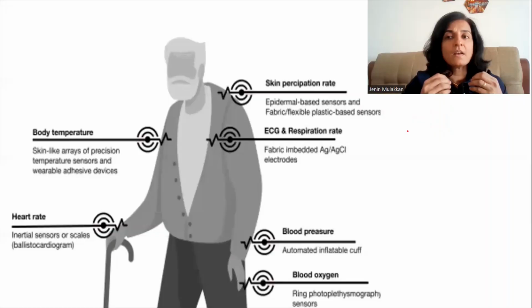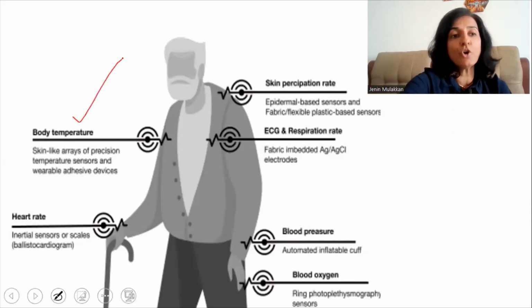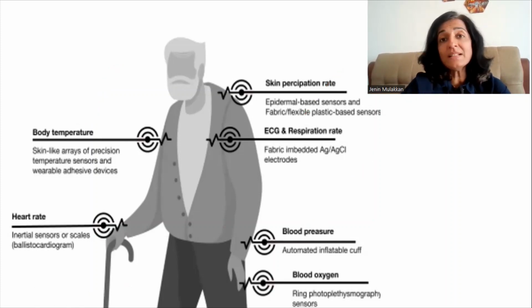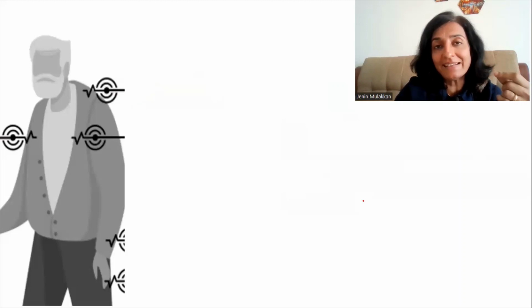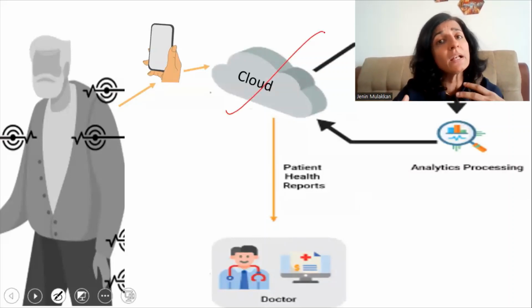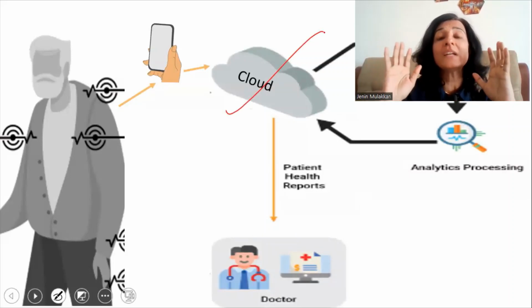can be monitored. Now, there are many more sensory devices that can monitor your body temperature, the ECG and the respiration rate, your blood pressure, etc. So it enables real-time monitoring of your vital signs. Now, all these real-time data get transferred by way of a mobile app to the cloud. What do you mean by cloud? Cloud is nothing but remote servers.